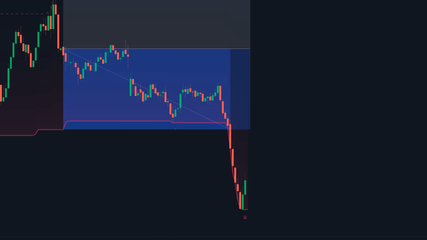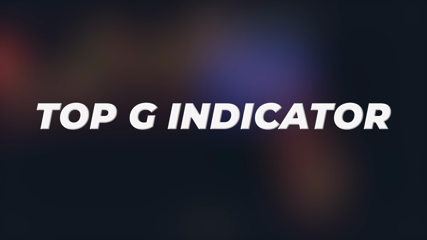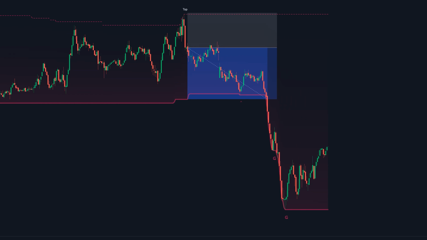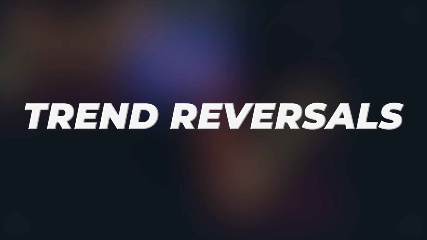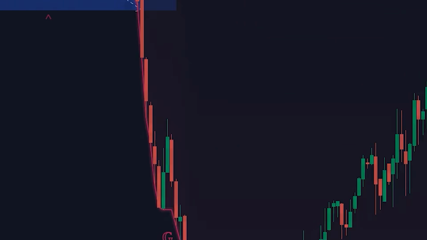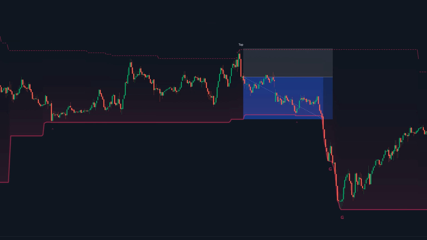Ladies and gentlemen, this is the TopG Indicator by BigBeluga. It's a tool designed to identify market tops and bottoms, helping you to spot trend reversals with ease. In this video, we're gonna go over what this indicator is and how you can use it in your trading.